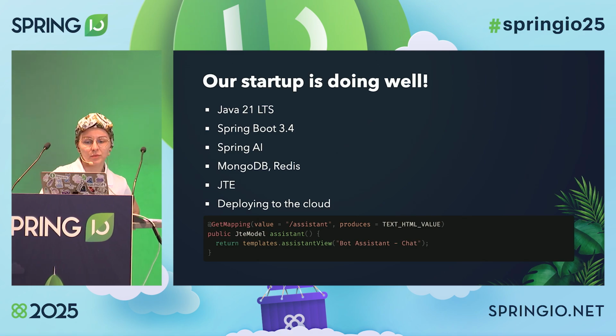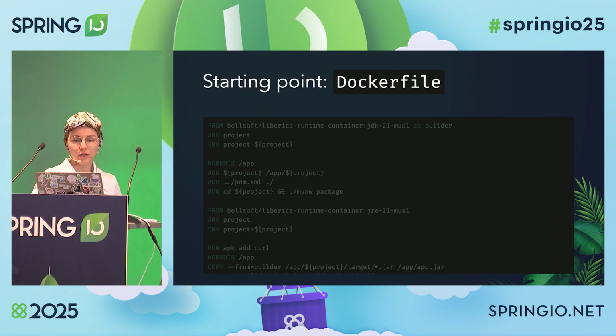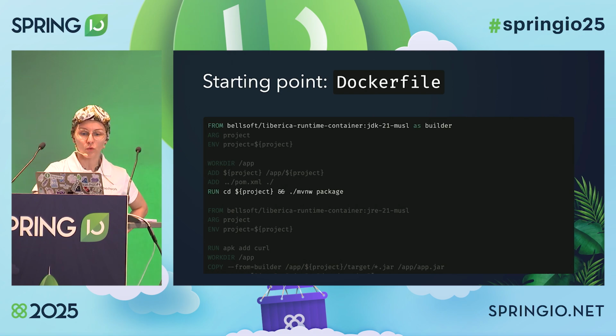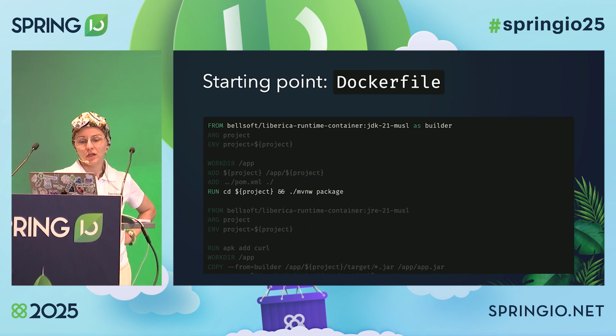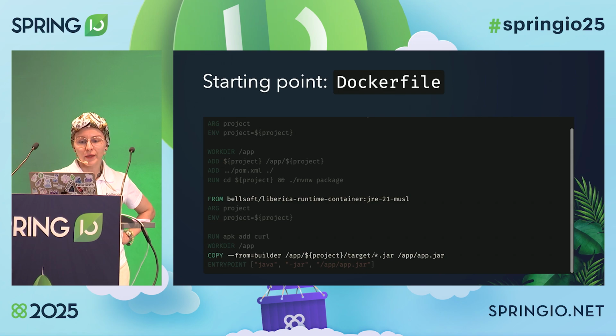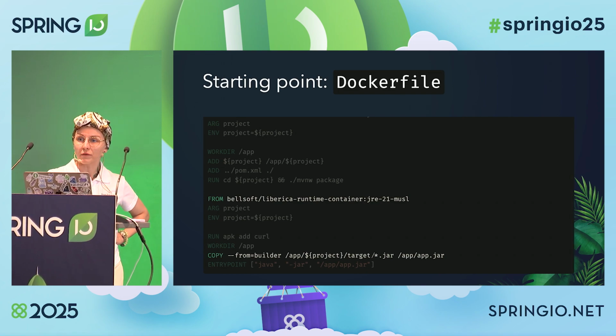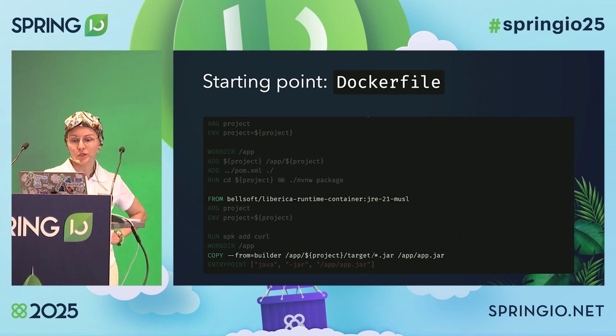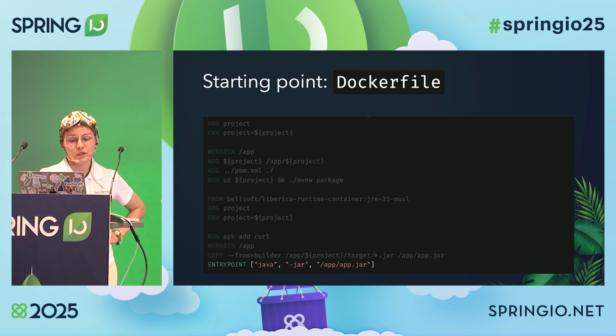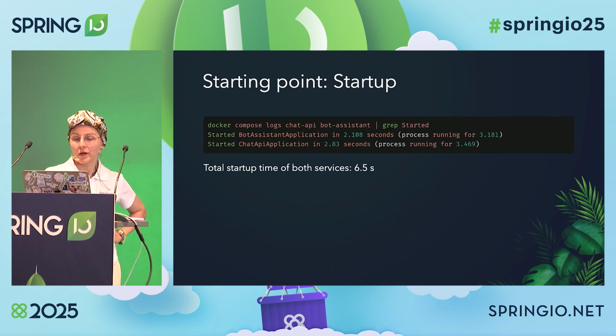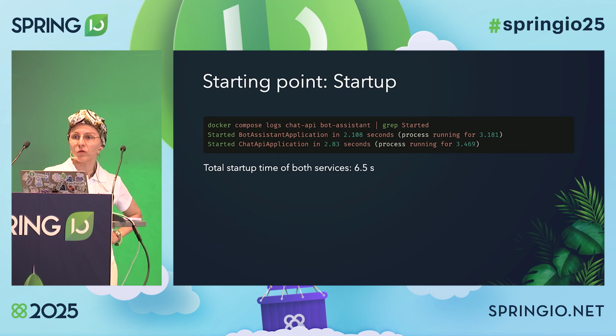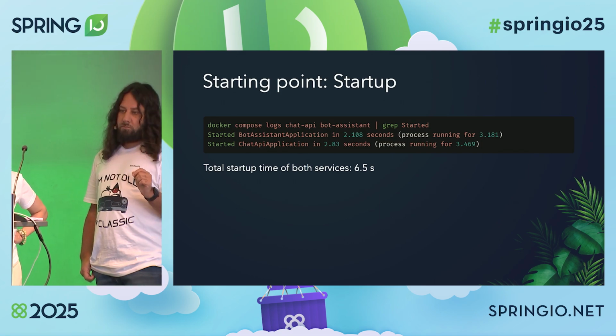And of course, as we are deploying our applications to the cloud, we are using a Docker file. And our Docker file is pretty straightforward. So we are using Liberica runtime container, which is based on Liberica JDK and Alpaquita Linux. And we are simply packaging our application, and then we are transferring the jar file into a fresh base image, and we simply run it with a Java jar. And so at this point, the startup of both services together takes about 6.5 seconds.